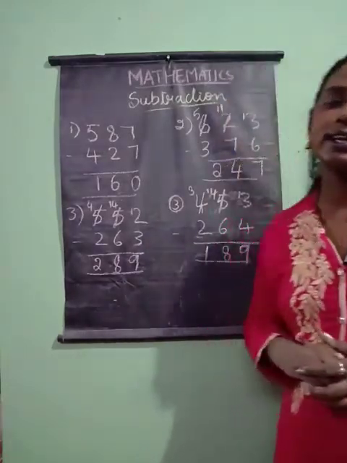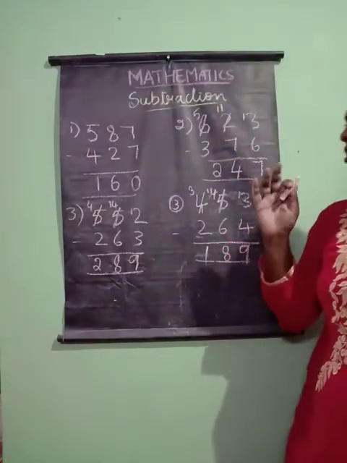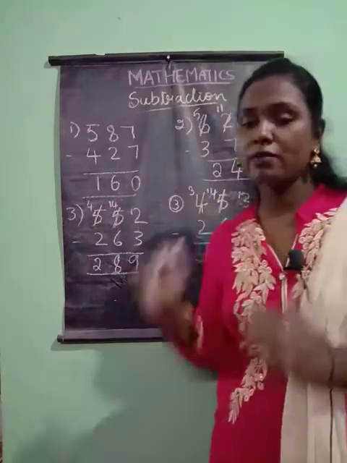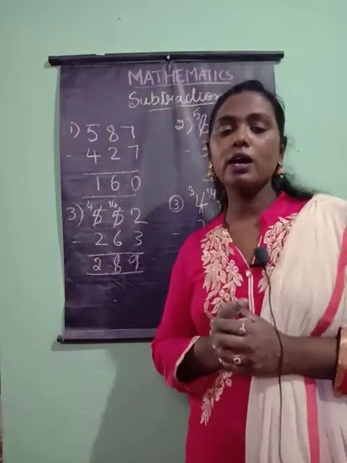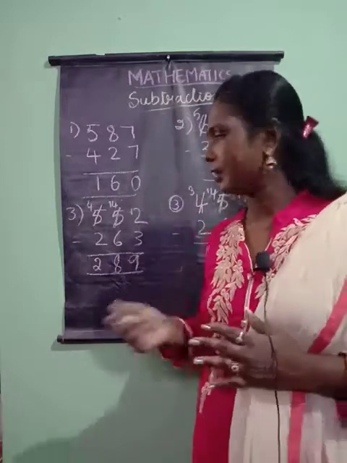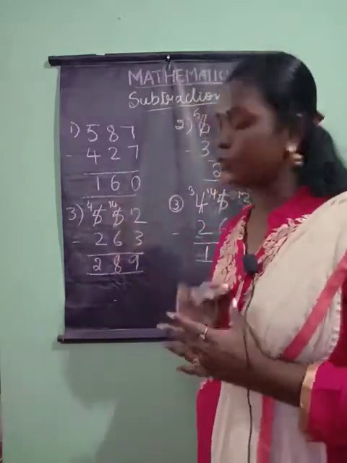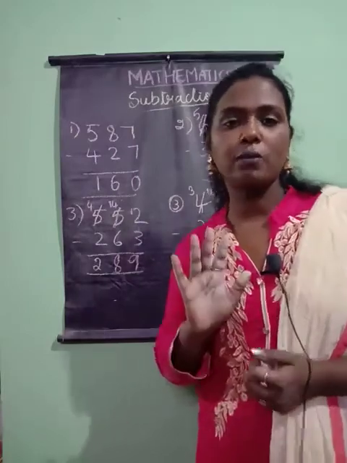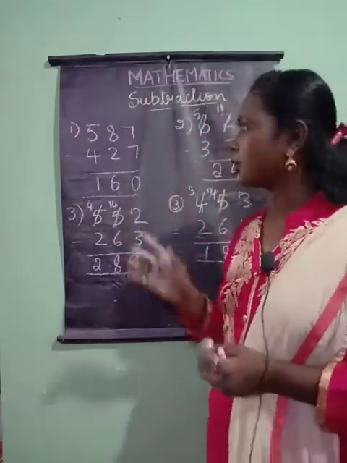So I got 189. So this is how we have to take carry, how we have to subtract the given numbers. So always when taking carry, we have to cancel the number and mention the lower number first, so that our sum will not become wrong. So I hope you understood this.